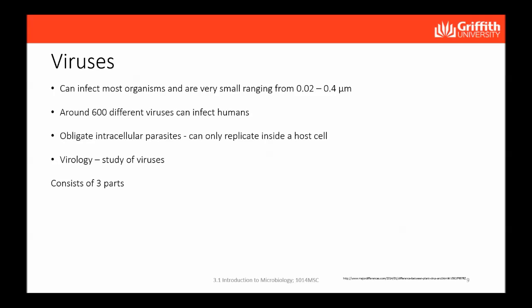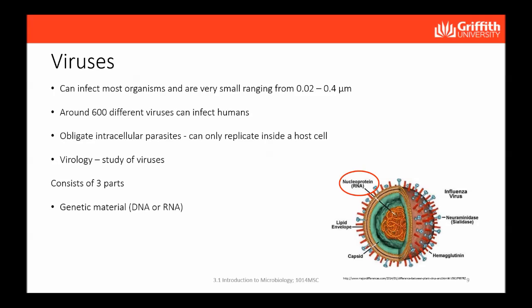Generally, viruses consist of three main parts. Firstly, the genetic material, which can be either DNA or RNA. This DNA or RNA is encapsulated by a protein coat called the capsid. The capsid protects the genetic material of the virus.